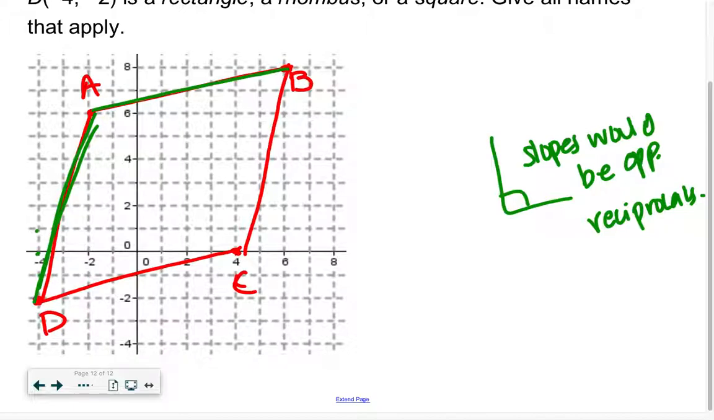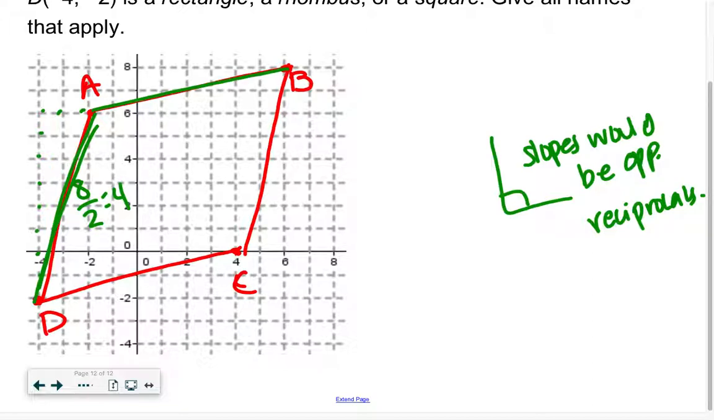1, 2, 3, 4, 5, 6, 7, 8 over 2. 8 over 2 reduces to what? 4. Thank you. So D to A has a slope of positive 4, positive 4 over 1. So as long as A to B is not negative 1 over 4, we should be good to go. So let's just prove that A to B is not negative 1 over 4.